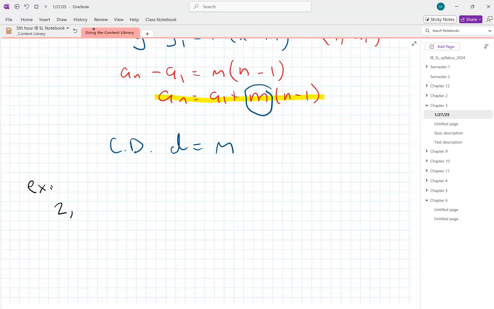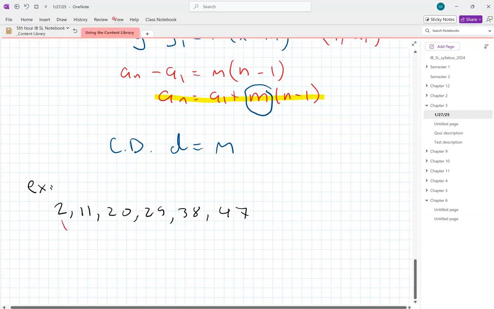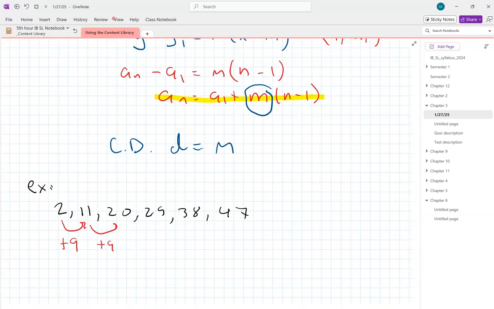All right, so let's say we have the sequence 2, 11, 20, 29, 38, and then 47. If I have a sequence that's a list of consecutive terms like this, to check that it's arithmetic, I'm just going to look at the difference between each term. So 2 plus 9 is 11, 11 plus 9 is 20, 20 plus 9 is 29, 29 plus 9 is 38, 38 plus 9 is 47.